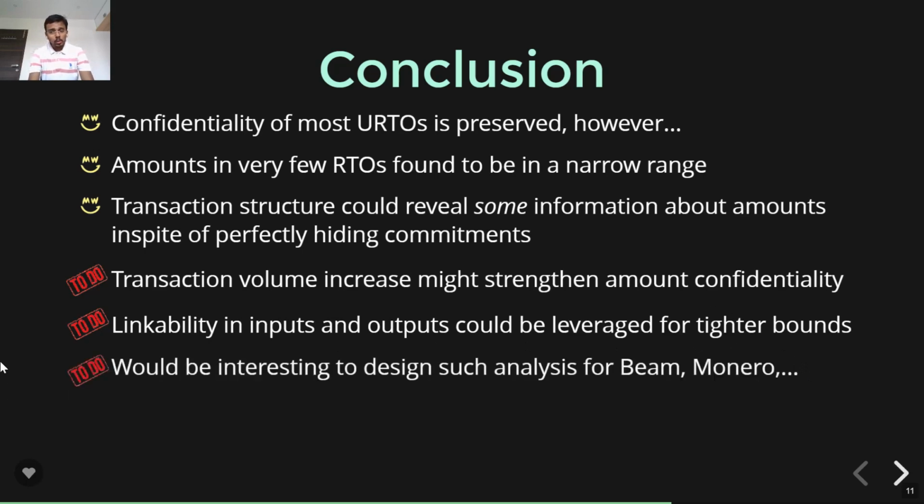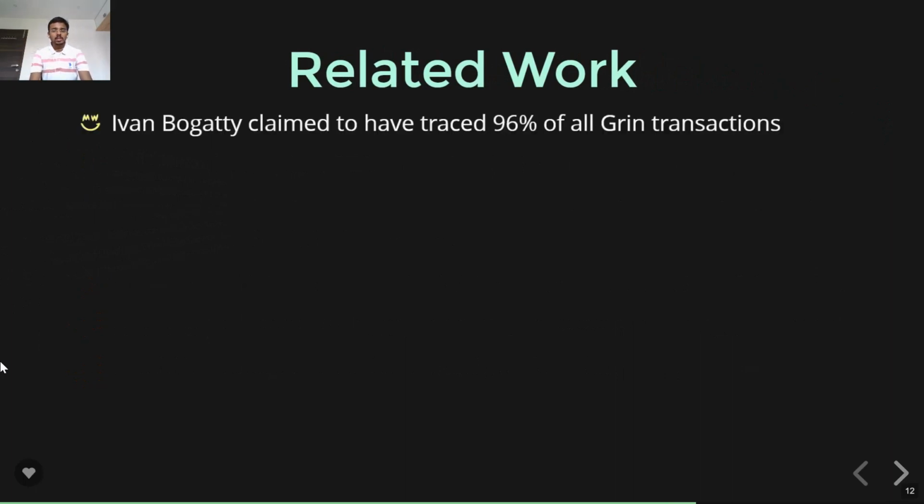And of course, since Monero and Beam also have Pedersen commitments, it would be interesting to design such analysis for both of them. In the last part, I'll be talking about the related work. So, to the best of our knowledge, no work has tried to address the confidentiality of amounts of Pedersen commitments. However, there has been related work on traceability of inputs and outputs in Grin as well as in Monero.